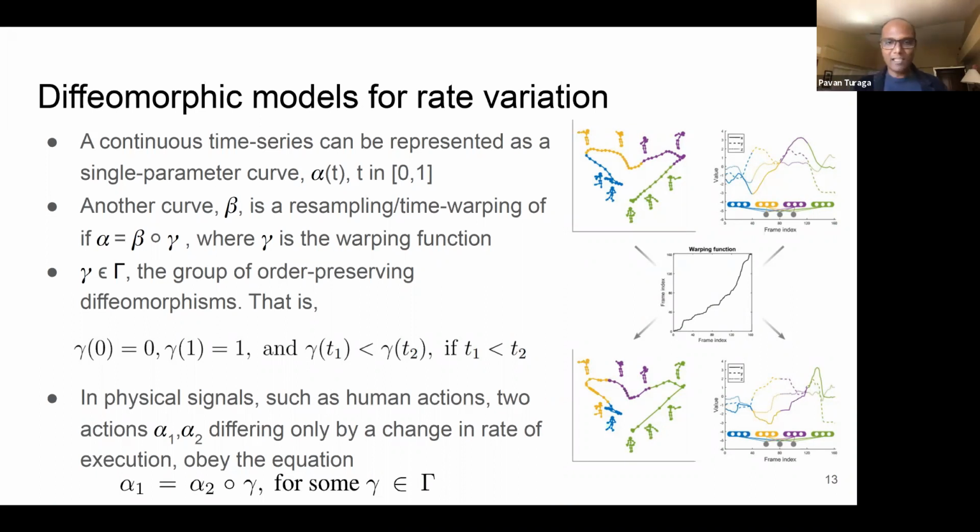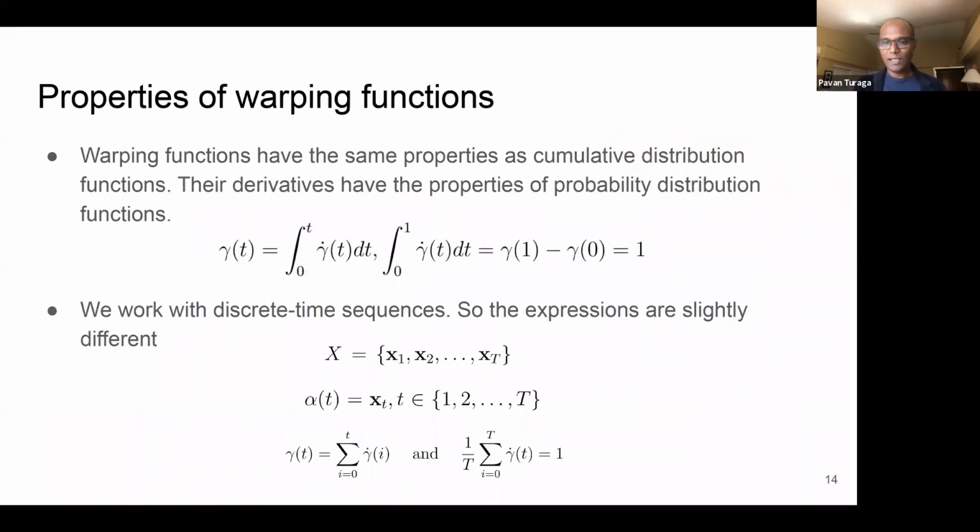And there are very nice representations of this gamma, including the SRVF, where you take a derivative and interpret that function as a PDF, and then you take a square root, it becomes a point on a sphere. So we're going to use some of those ideas. And these are some properties of warp functions. In the interest of time, I will skip it.